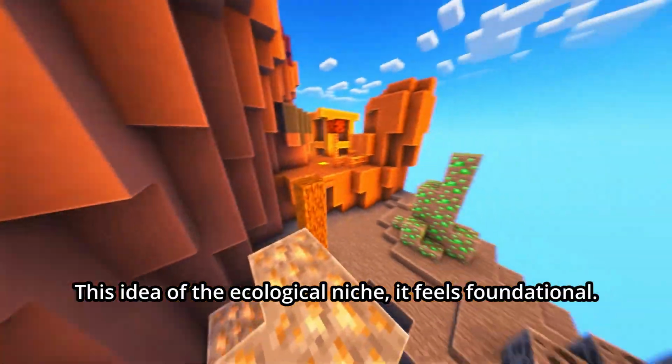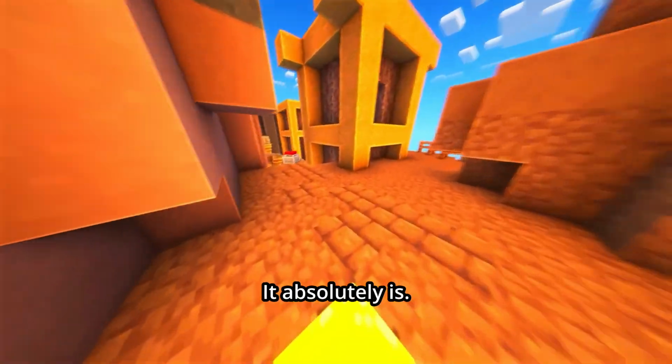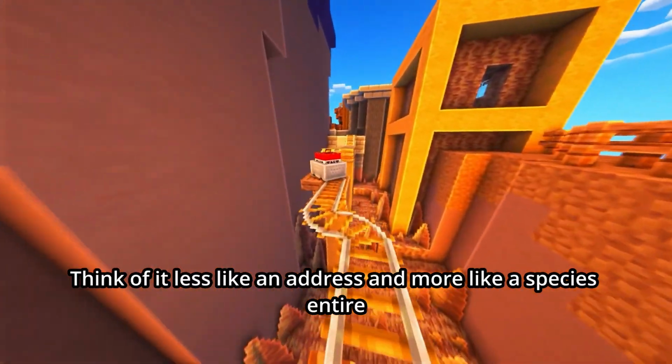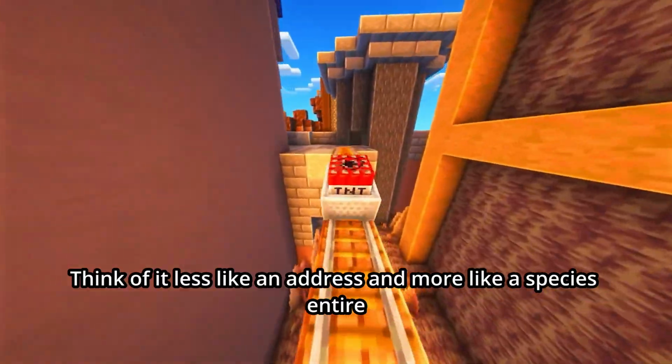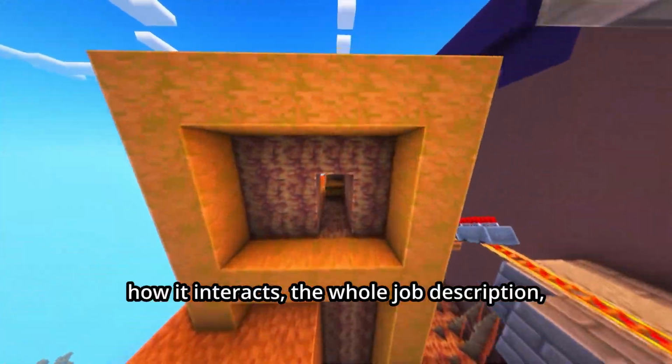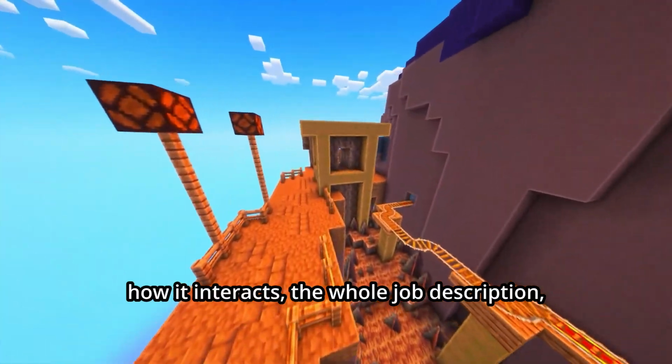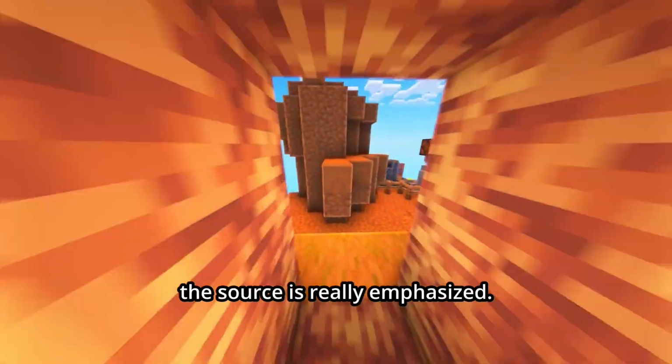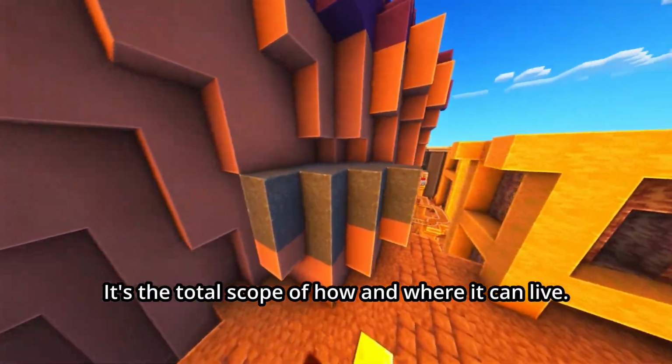Okay, first things first. This idea of the ecological niche, it feels foundational. It absolutely is. Think of it less like an address and more like a species' entire profession. It's everything it eats, where it lives, how it interacts, the whole job description. The sources really emphasize it's the total scope of how and where it can live.